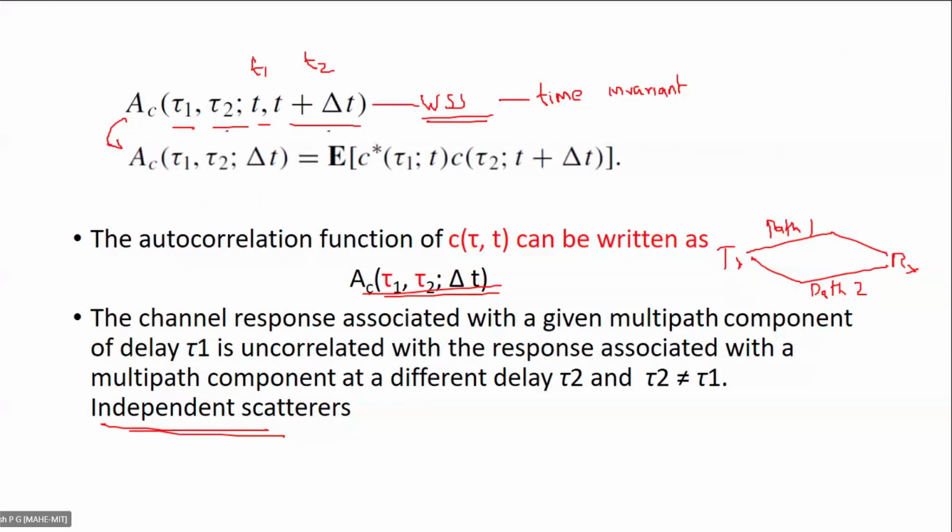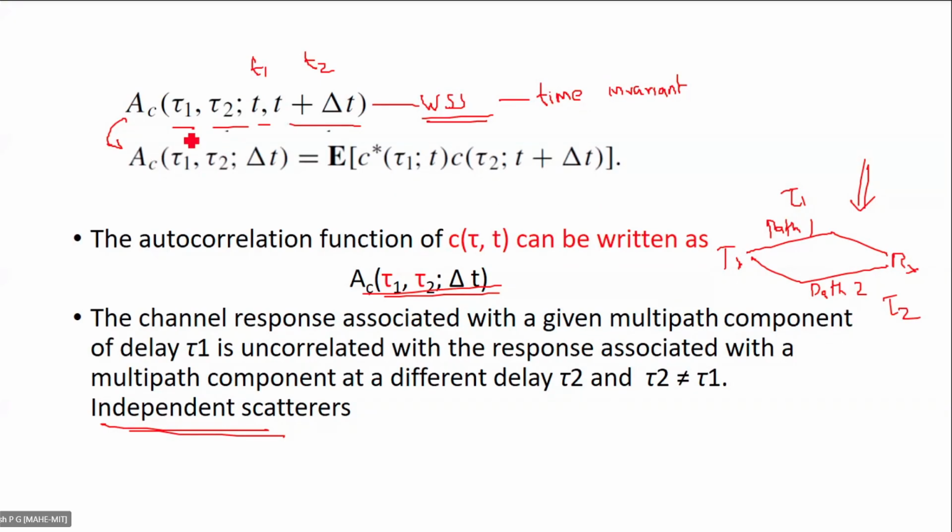Okay, now let us assume that there are two components between transmitter and receiver. If you look at this diagram, you have the transmitter here, TX is there, RX is there. So you have two components, path 1 and path 2, and these two components have the delay tau 1 and tau 2.